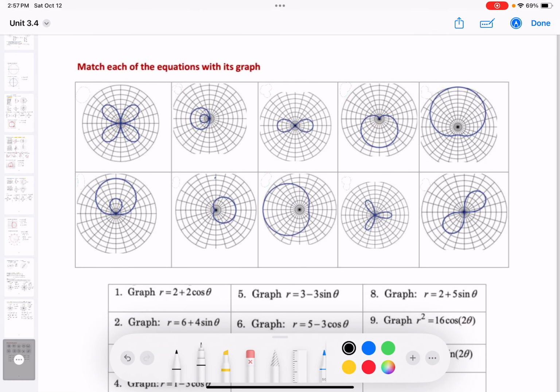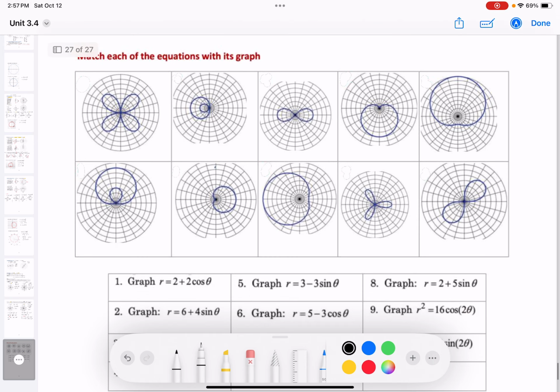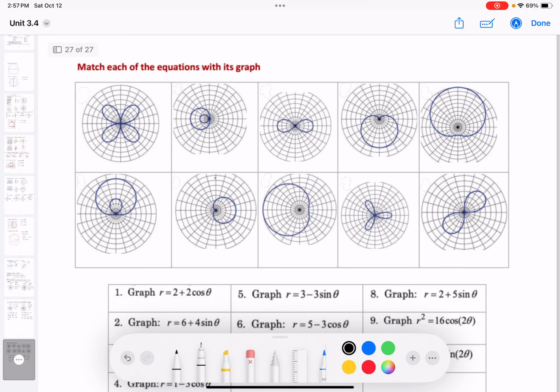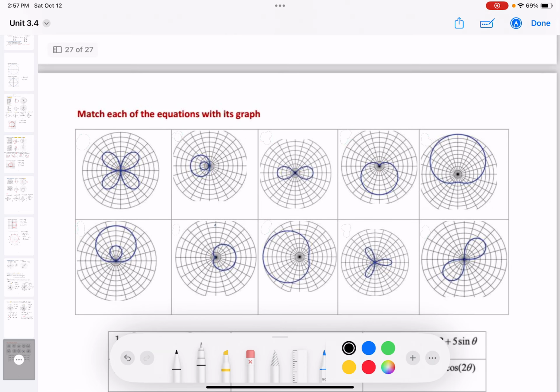I'll match each of the equations with the graph. So the first one, it is the rose shape. It has 4 petals. For the rose shape, for example, we have r equals a times sine or cosine of n times theta. If n is odd, we have n petals. If n is even, then we have 2 times n petals.